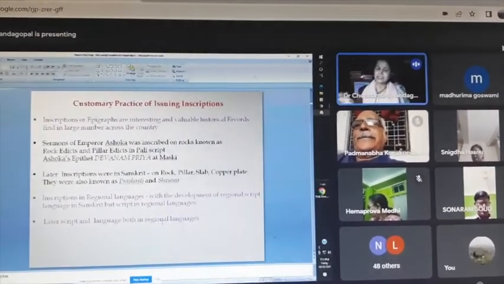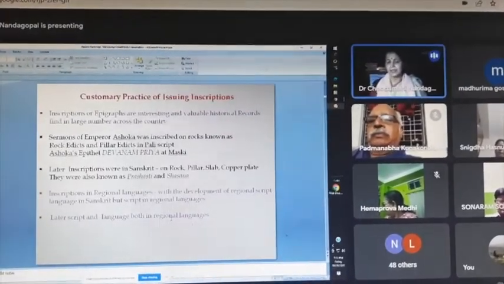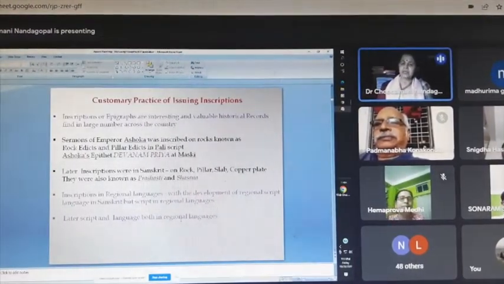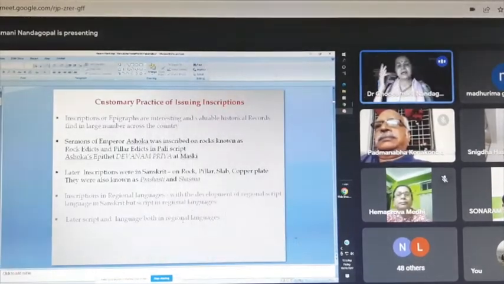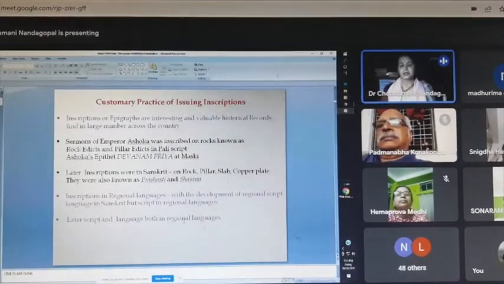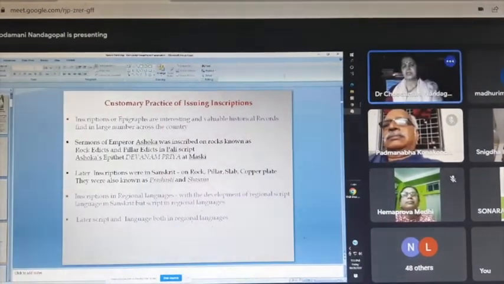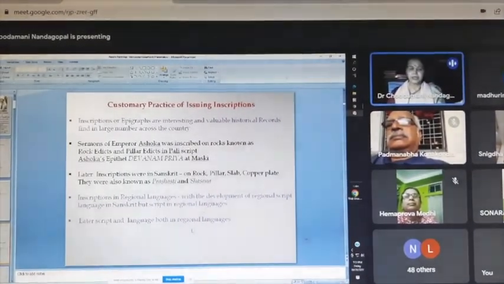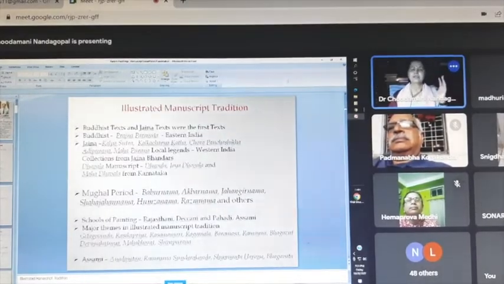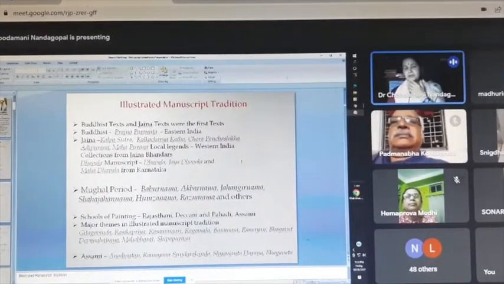So you find such inscriptions also. Later, the script also in the regional language and the language also, the content also in the regional languages. So that is the development of the customary practice of issuing inscriptions. So now we come to the illustrated manuscript tradition.